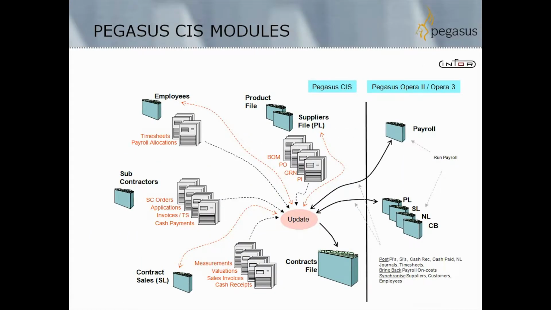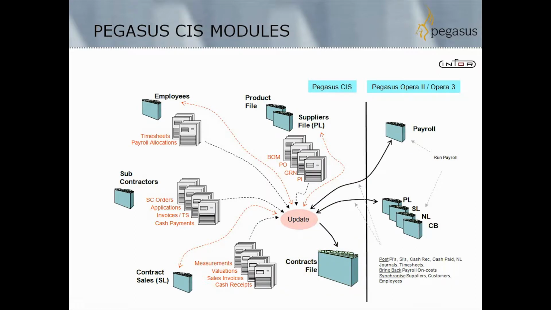Pegasus CIS is essentially a contract costing system, and that's what this flow diagram here is showing. We have the contracts file, which is where all the financial information flows into. So if you're interested in seeing the profits on a contract, the costs, the calculated cost to complete, the cash that's owing to you, all of that financial information resides within the contracts file itself. So Pegasus CIS is essentially a contract costing system.